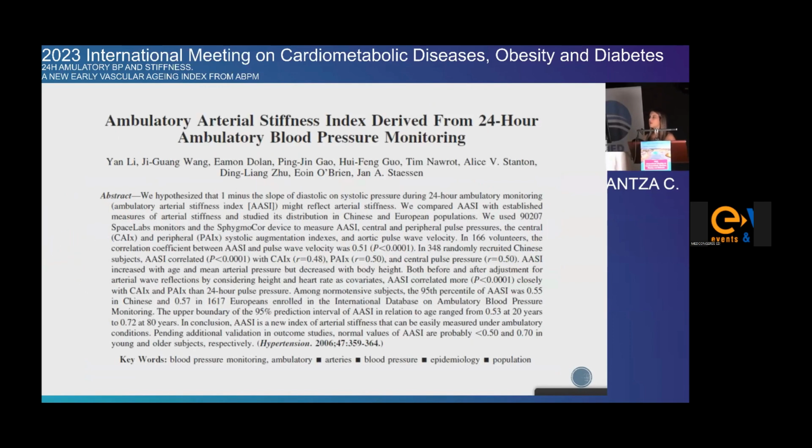That's why, for the first time, Yan Li et al. decided to create an index, the Ambulatory Arterial Stiffness Index, in order to evaluate arterial stiffness, taking into account not only the blood pressure from 24-hour recording, which is a very important determinant, but also the age of their population.